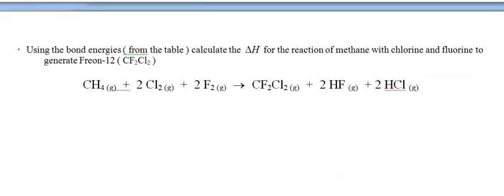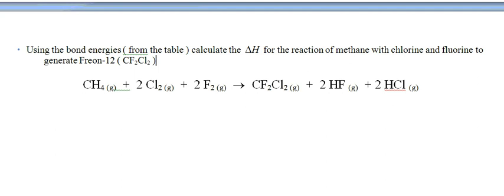All right, so example number 2. It says, using the bond energies from the table above, calculate the delta H for the reaction of methane with chlorine and fluorine to generate Freon 12. Also, we create some HF and some hydrochloric acid. So that's okay. All right, so let's go back to writing again.